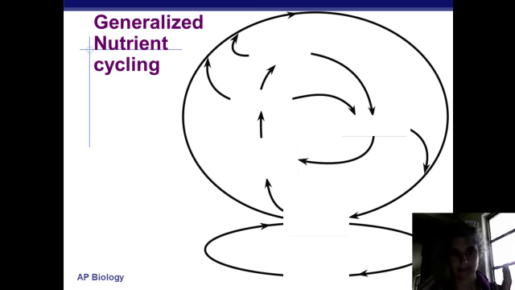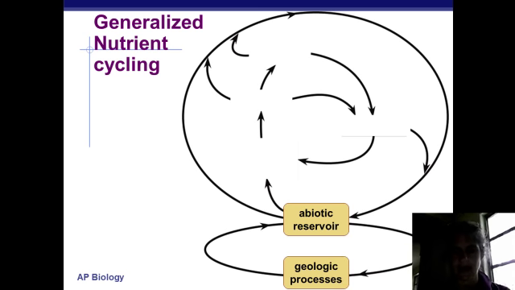Now, a generalized nutrient cycle. There is a source for a nutrient in the earth. And then living things get at that nutrient from the earth, and then they pull it into the cycle of life, and then it's sometimes returned to the non-living original geologic source. Sometimes it just keeps cycling through living things over and over. So let's take a look.